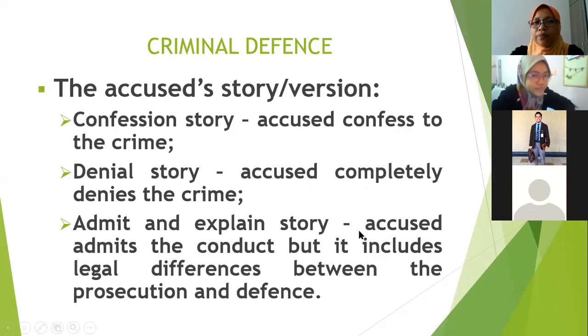Okay. The accused story or version. It could be a confession story. Memang dia cerita sendiri apa yang berlaku. And dia kata memang dia commit the crime. Contohnya lah. Ataupun denial story. Accused completely denies the crime. And dia kata, saya tak buat. I did not do the crime. I did not commit the crime. Mungkin dia ada alasan, dia mungkin ada alibi or something like that.